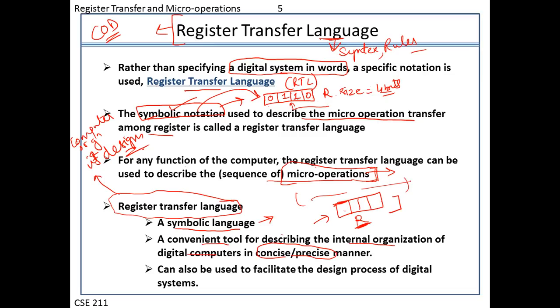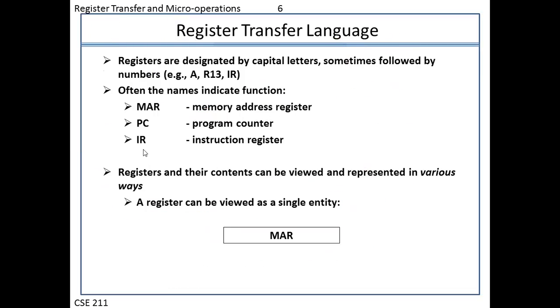We are using the RTL. So let's understand more about the RTL. As I was explaining earlier, we are using symbolic notations. Let's have a little demonstration of those ideas. Resistors are designated basically. This is the rule actually: RTL has certain rules and regulations.